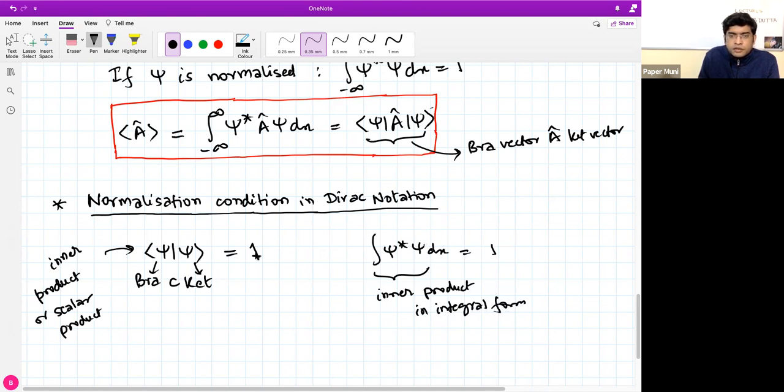All right. So this is the same as this. Both of these are the same statements. This is also the normalization condition. This is in integral form, and this is in bracket, the Dirac notation. All right. So we need to remember this.